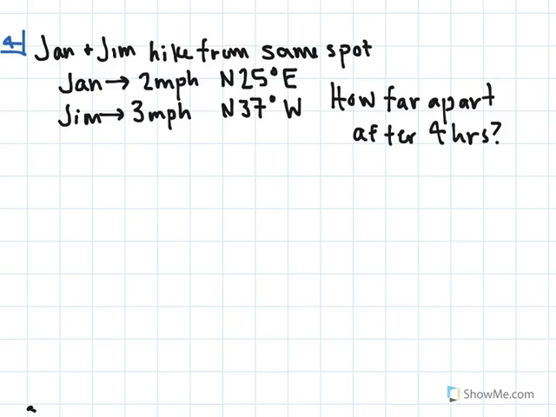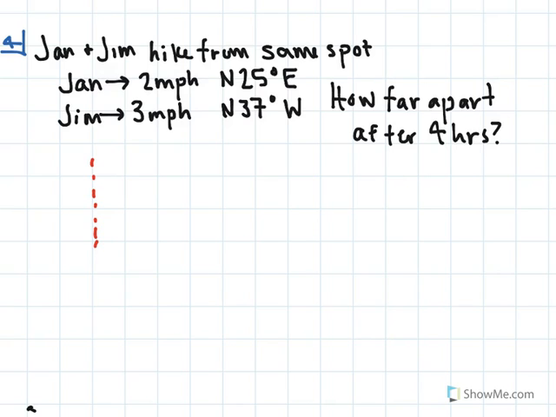Okay, so this is a word problem, and these can get a little tricky, but basically Jan and Jim start hiking from the same spot at the same time, with Jan going at 2 miles per hour north 25 degrees east, and Jim going 3 miles per hour north 37 degrees west. And so we want to know how far apart they are after 4 hours. So the best thing to do with this kind of problem is start off by drawing a triangle. So let's just say that this is north, right, this dotted line here.